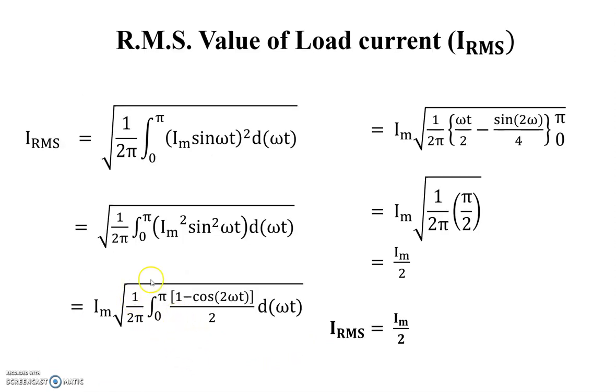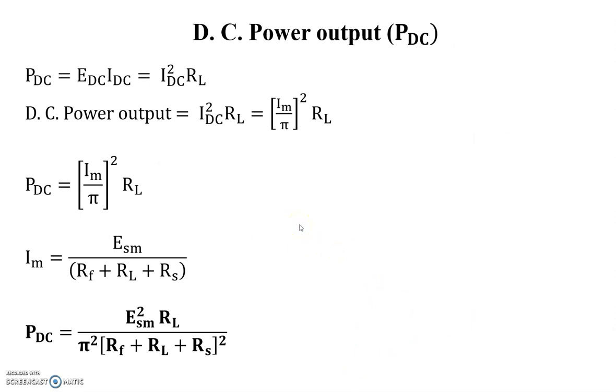Next one, the RMS value of load current. RMS means root mean square value. That means the root of 1 by 2 pi integral from 0 to pi of Im sin omega t squared d omega t. Substitute this, and instead of sine square omega t, substitute the formula (1 minus cos 2 omega t) by 2. Integrate and simplify, and finally we obtain the value IRMS is equal to Im by 2.